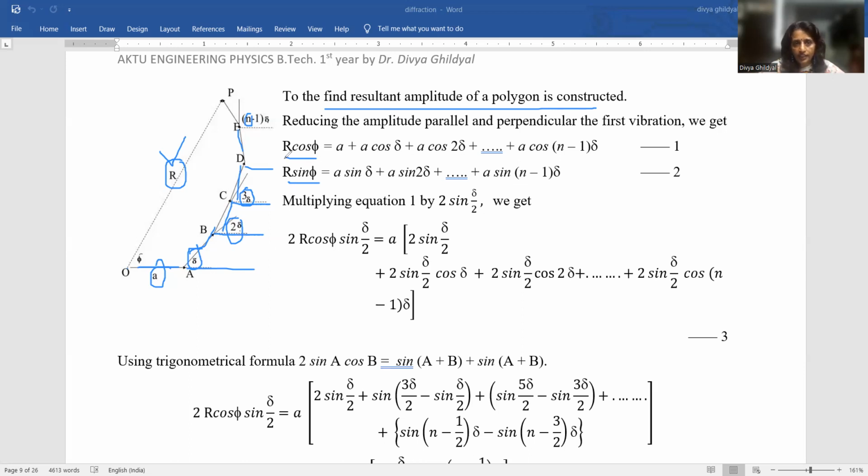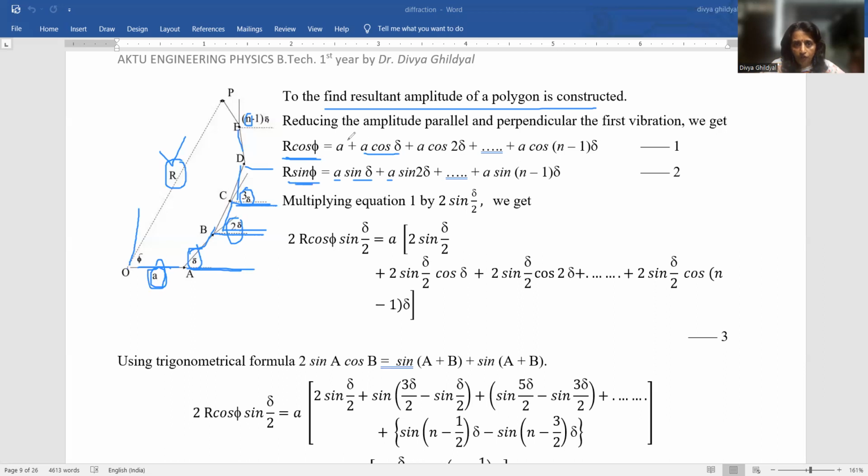So r cos theta, the horizontal component, comes out as A plus A cos phi, A cos 2 phi, A cos 3 phi, and so on till A cos (n minus 1) del. Sorry, del, not phi. Now the perpendicular components, that is sine. So r sine phi is equal to A sine del plus A sine 2 del plus so on till A sine (n minus 1) del. Now, we will simplify this equation further.